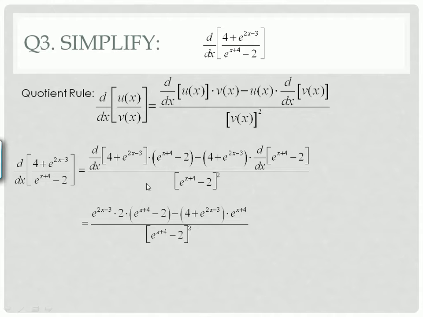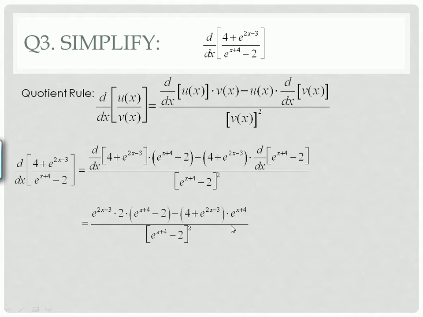That's multiplied by the denominator, e to the x plus 4 minus 2, minus the numerator, 4 plus e to the 2x minus 3, times the derivative of the denominator. And so the derivative of the denominator is going to give me back that exponential, e to the x plus 4, times the derivative of the exponent, which is 1, and then the derivative of negative 2 is 0. So on that derivative of the denominator, I just get e to the x plus 4. And that's over the denominator squared.